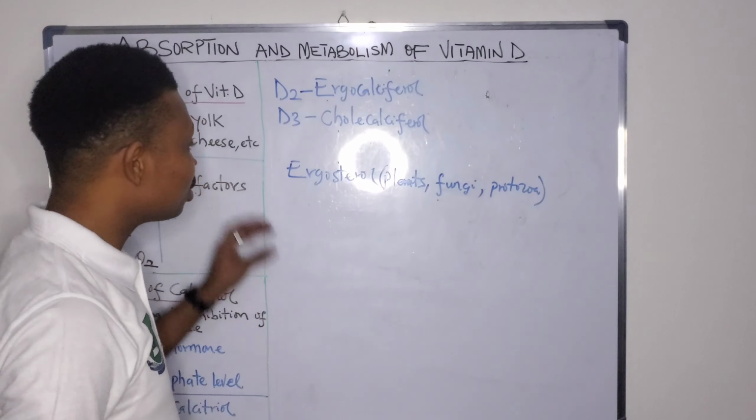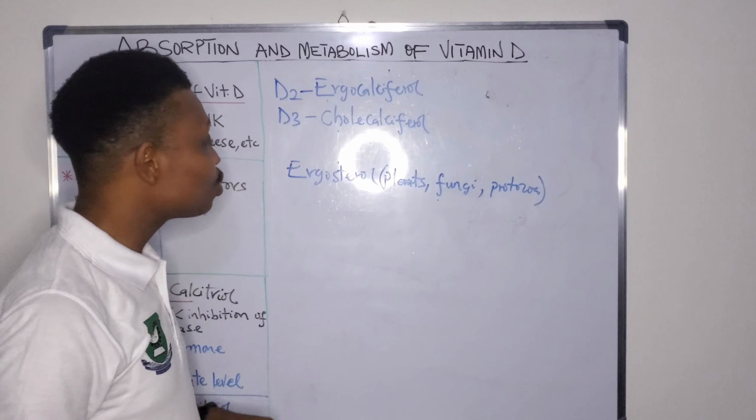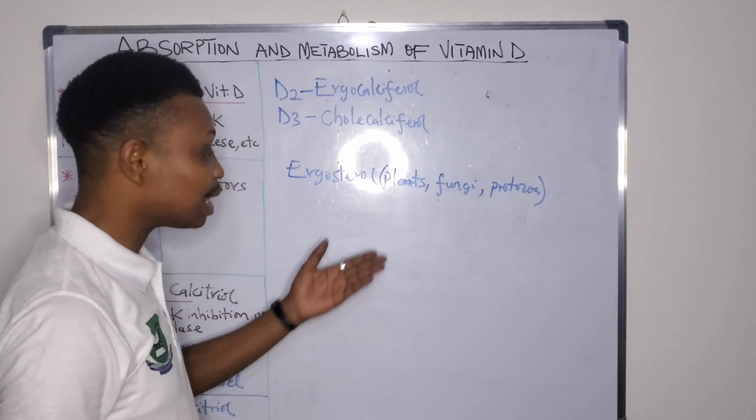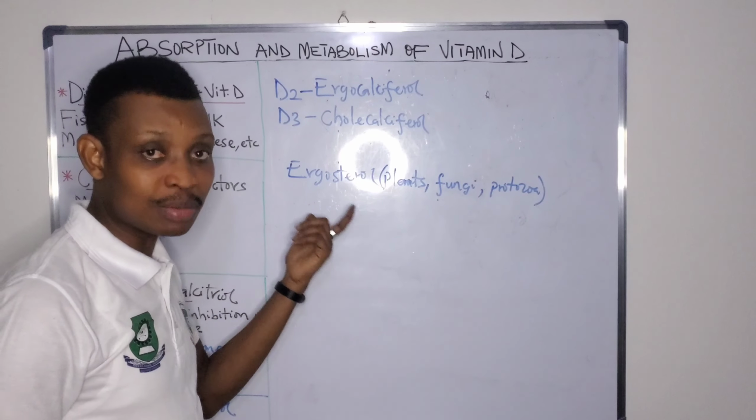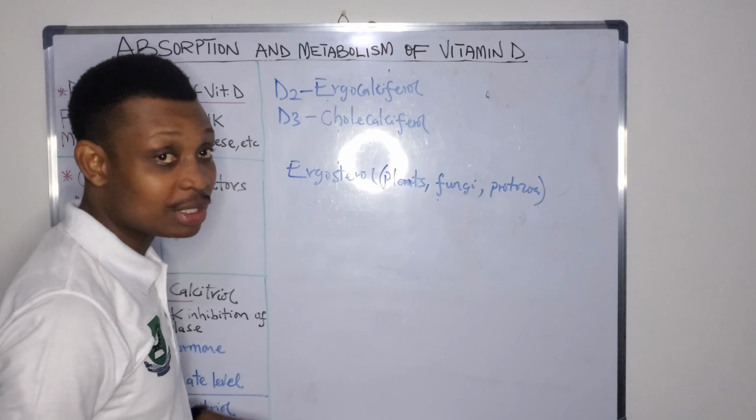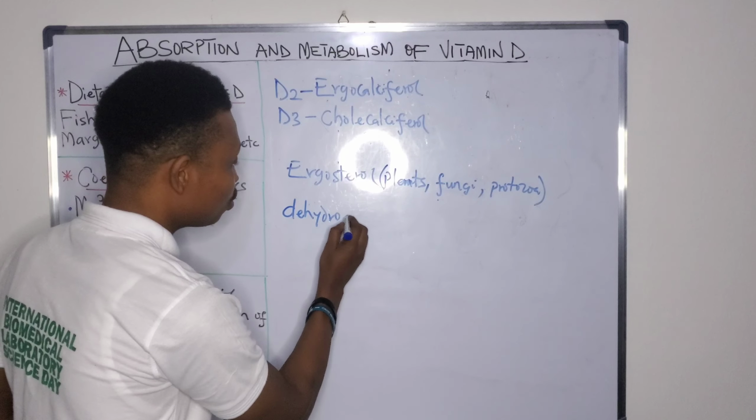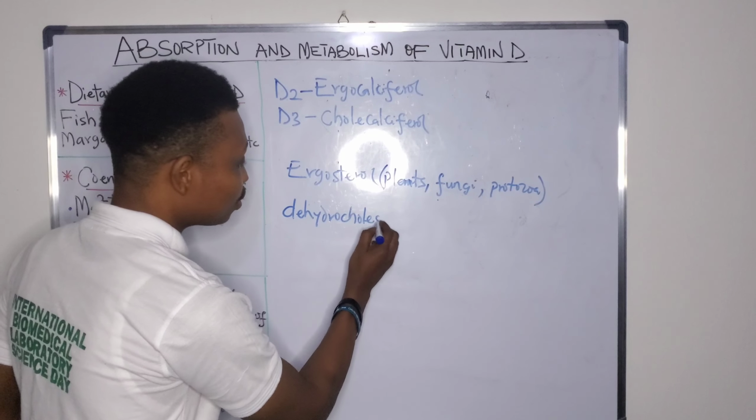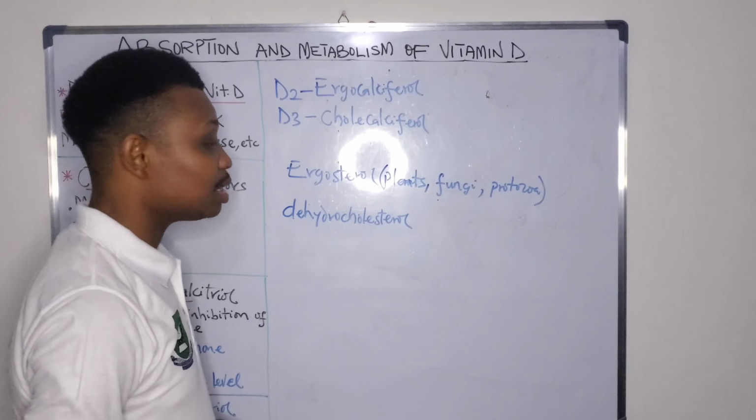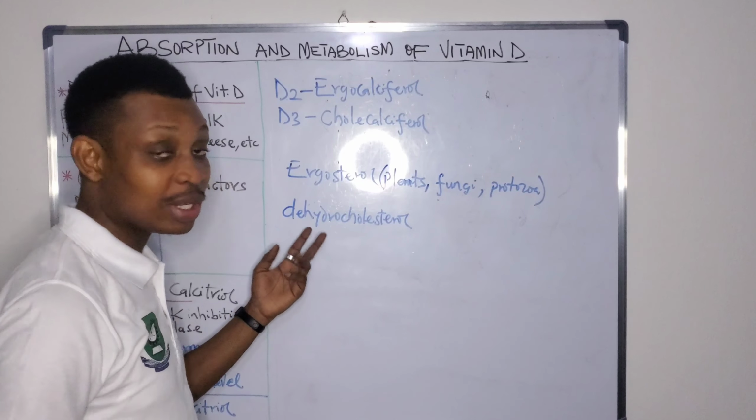But because this is the precursor form, it is inactive. And so when it is obtained in the diet through the consumption of plants, it is not well absorbed because it is inactive. Now, the inactive form of vitamin D3 is dehydrocholesterol. Dehydrocholesterol is the precursor form of cholecalciferol, and this is also the inactive form.